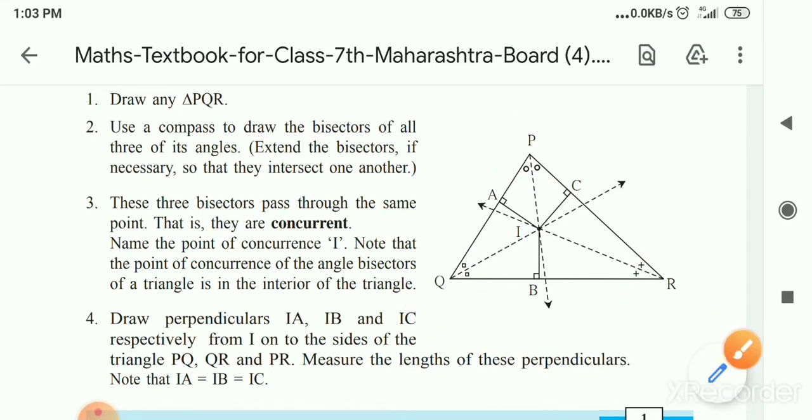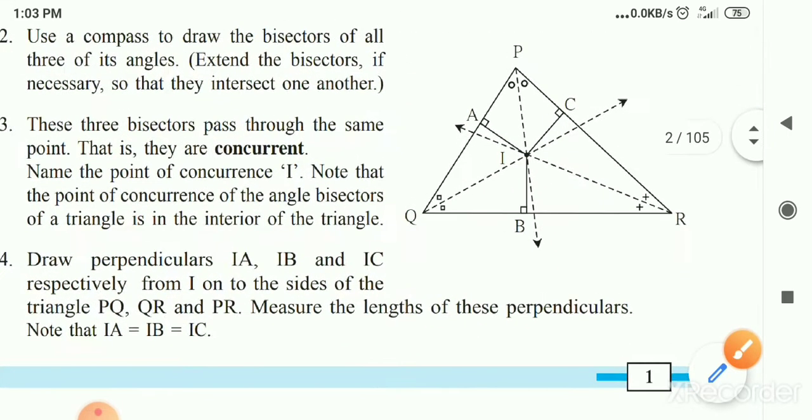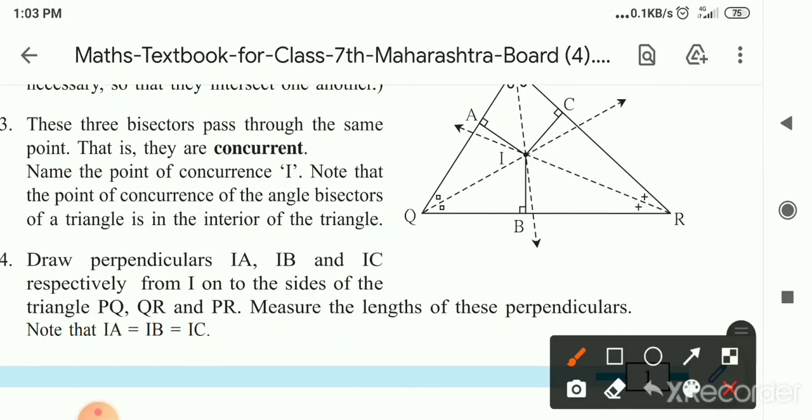Extend the bisectors if necessary so that they intersect. This means the bisectors must intersect each other at one point, and that point is called the point of concurrency. These three bisectors pass through the same point, that is, they are concurrent. Name the point I. Note that the point of concurrency of the angle bisectors of a triangle is in the interior of the triangle, and this point I is called the incenter.